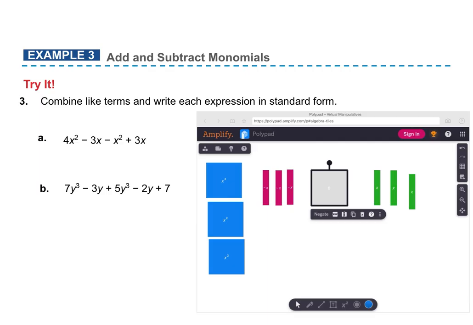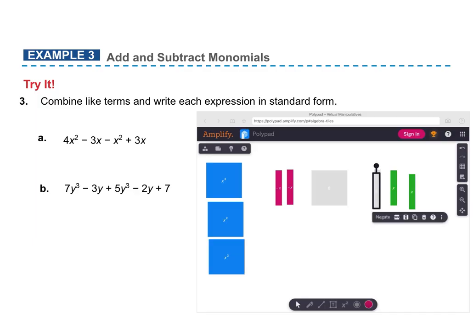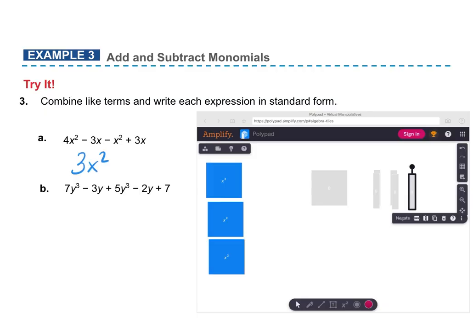Then I need to combine all of my rectangles. So I can combine my pink and my green, which end up canceling each other out. They turn into 0. So I don't have any of the rectangles left. So my final answer is just going to be 3x squared. Now, I don't always need to use algebra tiles.